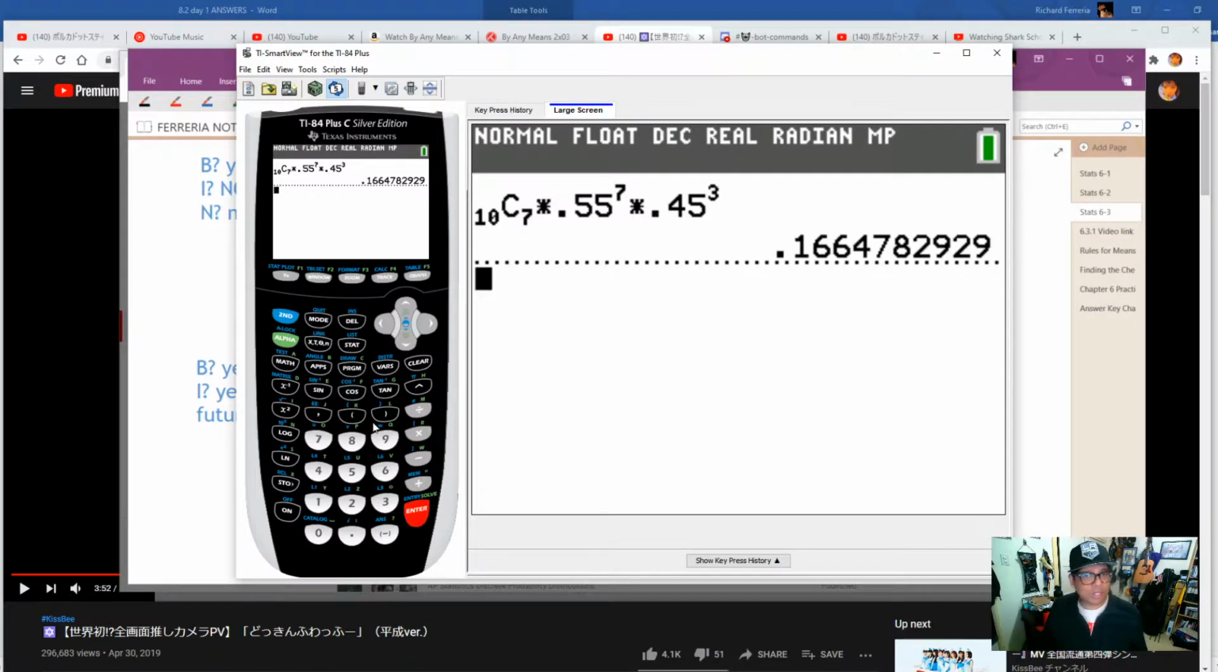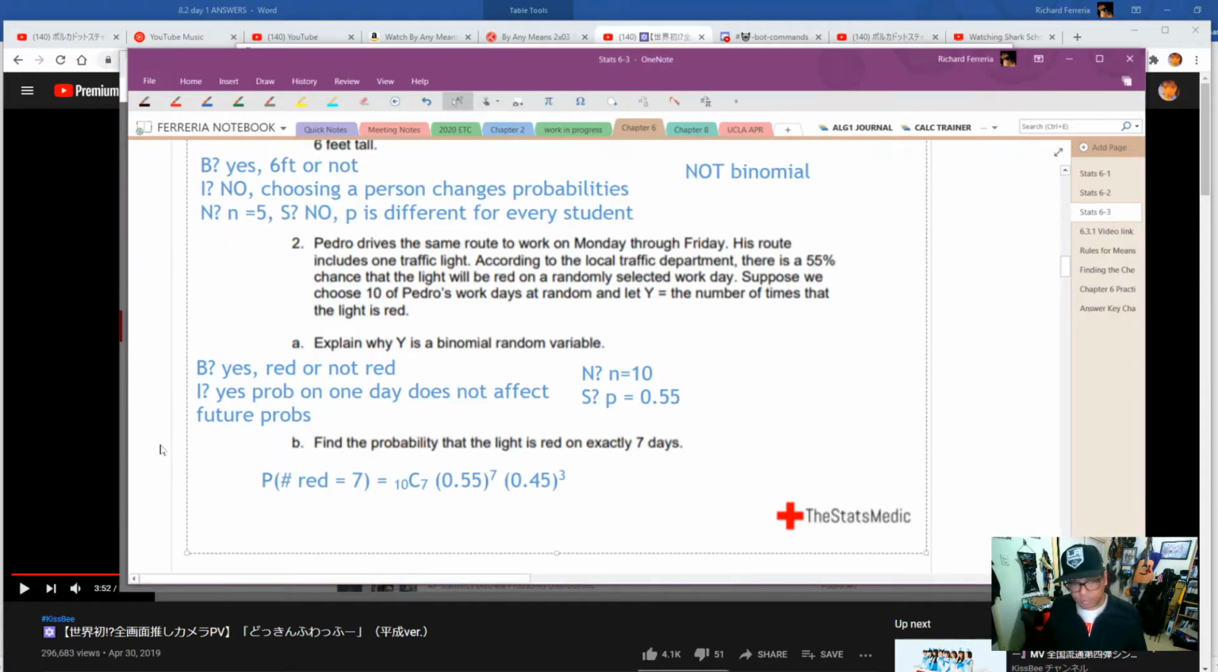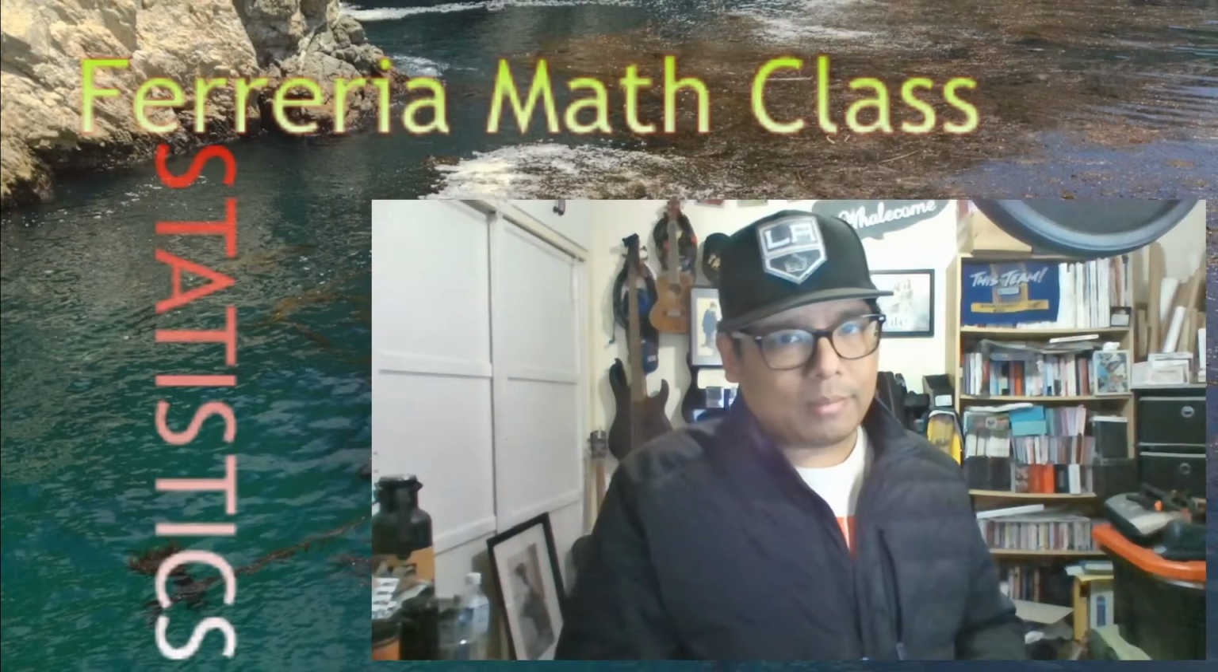And that gives us our result, 0.1664. See, I told you you don't have to worry about that formula. Your calculator is going to take care of that for you. So there we go. There's how we're going to calculate our binomial distributions.